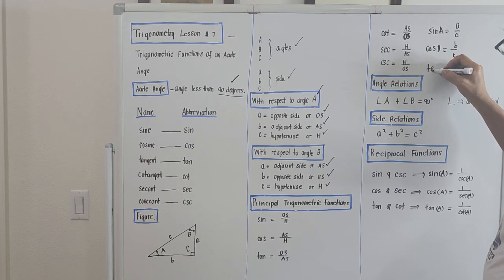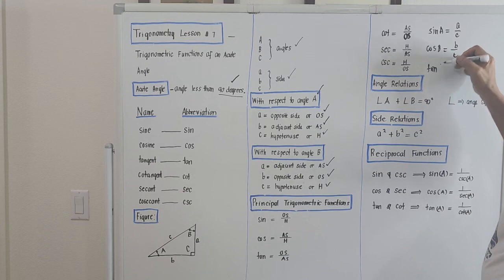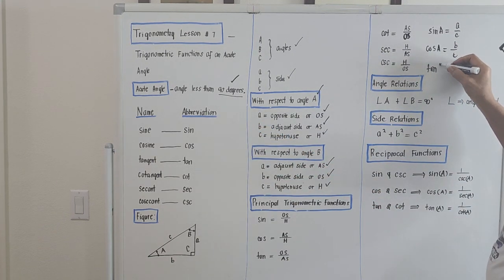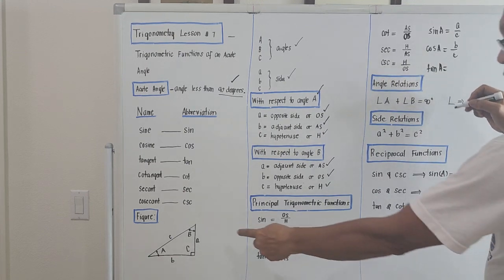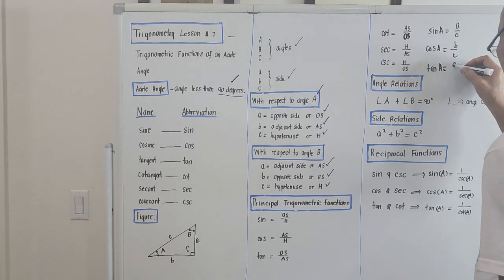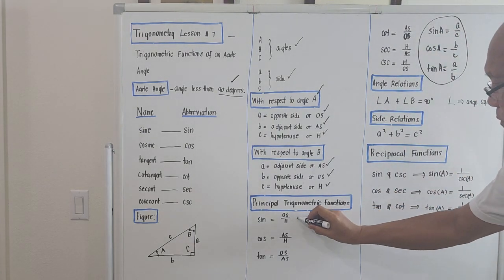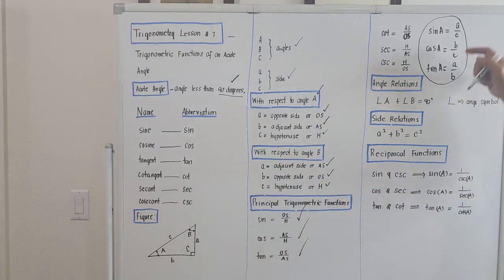And tangent of angle A. We're just considering angle A. For the tangent of angle A, it will be opposite side over adjacent, that is A over B. This one actually emanates from this. This is just the basic definition.